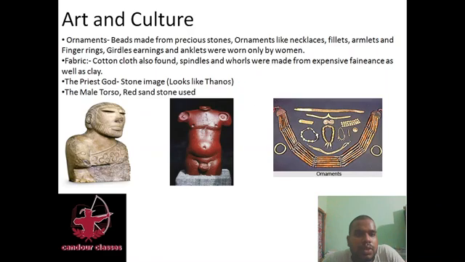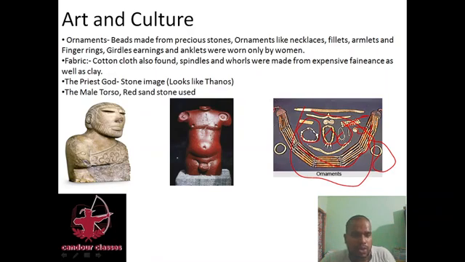Then ornaments, beads made of precious stones. Here you can find beads, ornaments like necklace. This is the necklace. These are the fillets, armlets, and finger rings. Finger rings you can find here. Then girdles, earrings. I think these are the earrings, and this is a finger ring or something. Then anklets were owned by women. These are the ornaments you can find. We have got the remains, and we think from the proof that these were used by women at that point of time.